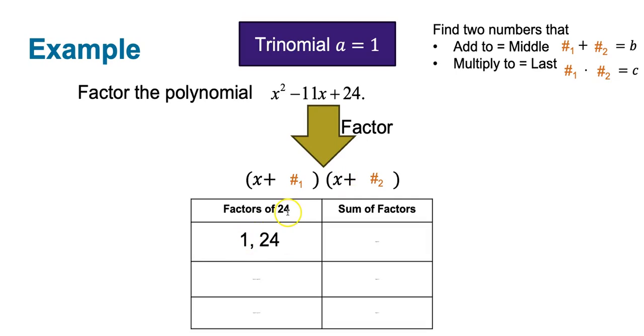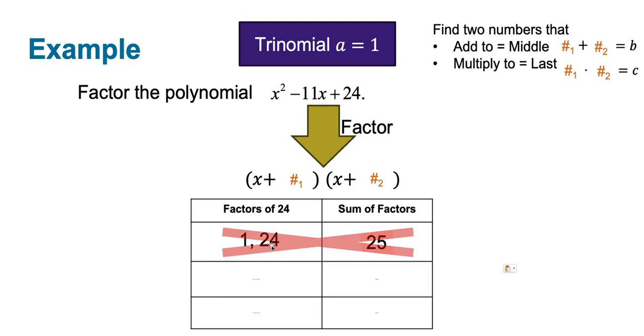1 and the number itself are always a pair of factors. So we know that 1 and 24 will satisfy the second condition, but will it satisfy the first? 1 plus 24 equals 25, which does not satisfy the first condition. Thus, we reject this factor pair. We keep going until we find a factor pair that satisfies both conditions.